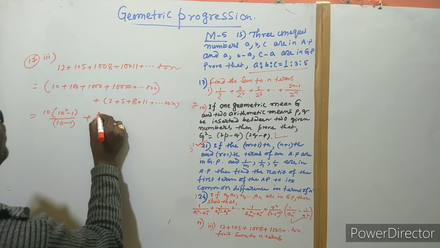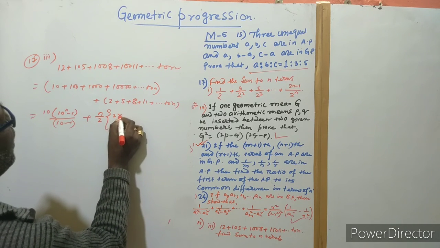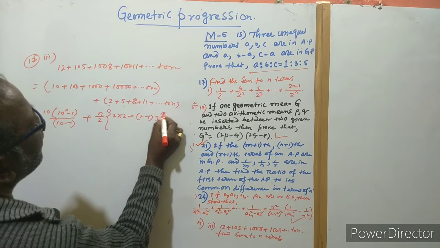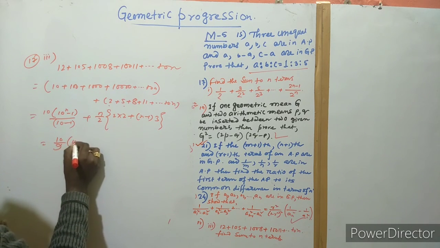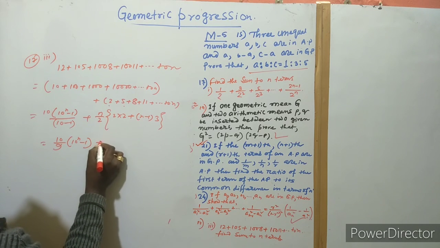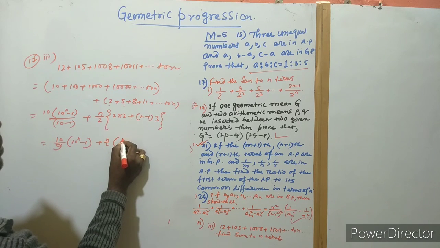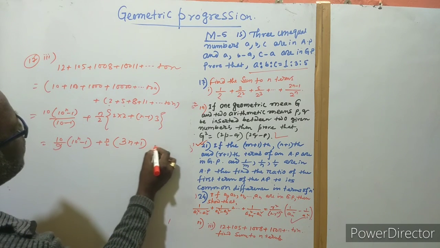is here n by 2. N by 2, we can write here 2a, and this is here n minus 1, and d here is 3. And this is 10 by 9 and 10 to the power n minus 1. And this is here n by 2, we can write here 3n and 4, and this is plus 1. Okay.